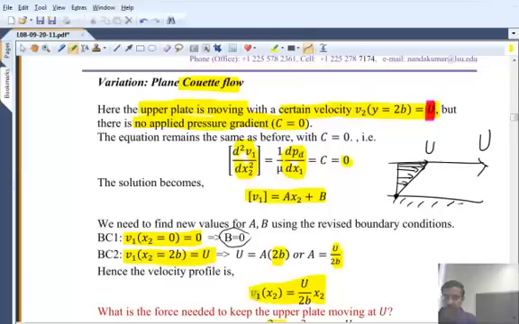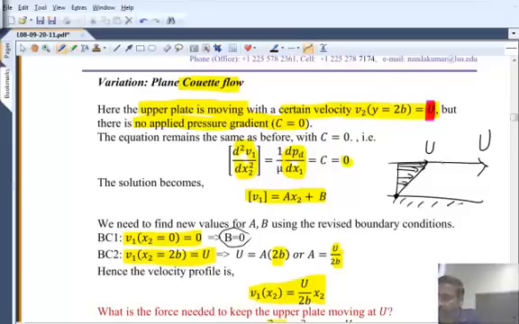So if I ask you the question, what is the force needed to keep the upper plate moving? Because the upper plate moves with the velocity, but it doesn't move by itself. You need to apply a force to keep it moving, right? So what should be that force that you should apply to move the upper plate at a velocity of U? How would you answer that question?